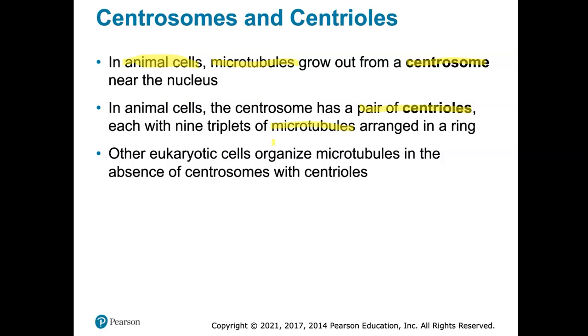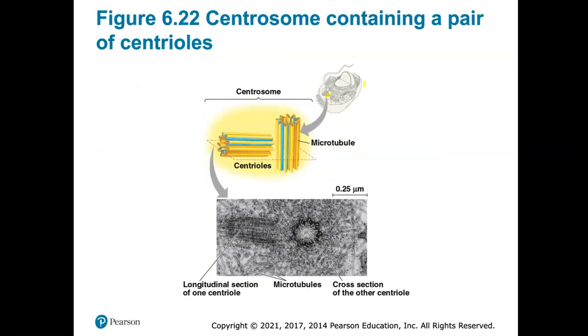Plant cells can organize their microtubules without centrosomes and centrioles. So plant cells don't have centrosomes or centrioles. I thought they did have a centrosome. I'm sorry, I said that incorrectly before in the earlier recording. Plant cells don't have a centrosome or centrioles, but they're still able to organize their microtubules. Somehow they do it in a different way.